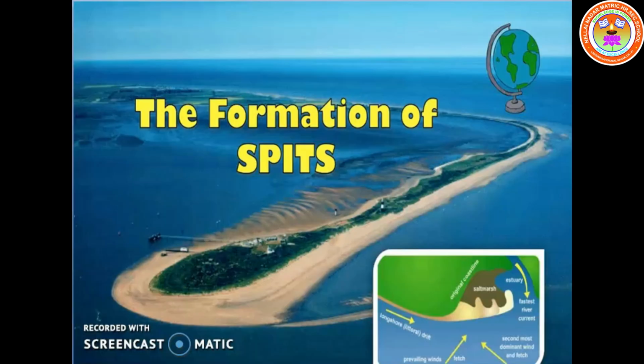Next one is the spit. A spit is a ridge or embankment of sediment attached to the land on one end and terminating in open water on the other end. Spits are common at the mouth of estuaries. For example, the Kakinada spit. So, a spit is a ridge or embankment of sediment which is attached to the land. So, these are the major depositional landforms of waves.